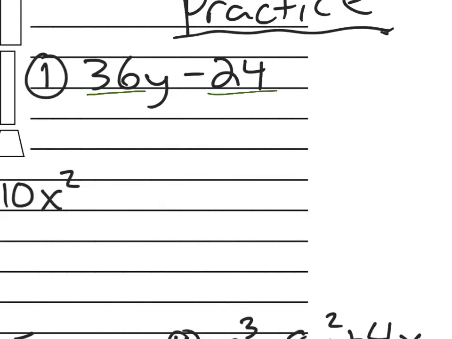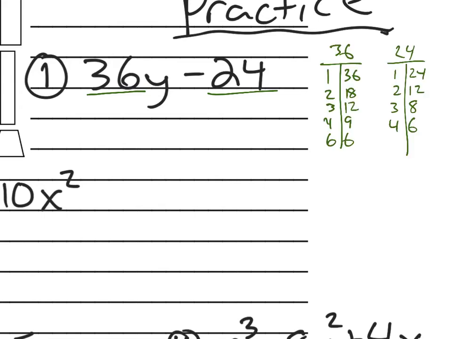For 36 and 24, list out those pairs. And after you list those pairs, find the biggest number in there. Eventually, you'll be able to hopefully do this part in your head. Okay, finding that biggest number in your head. If not, always list them out if you can't find them in your head. So the 12 is the biggest number in both of those lists. So we're going to take out a 12 here. My GCF is equal to 12.